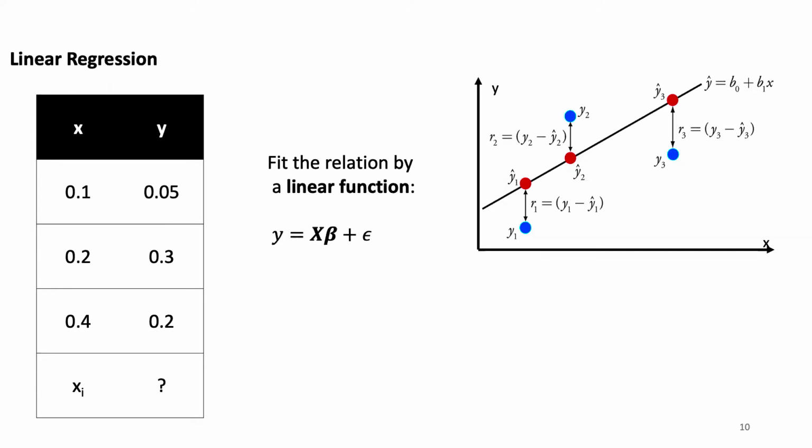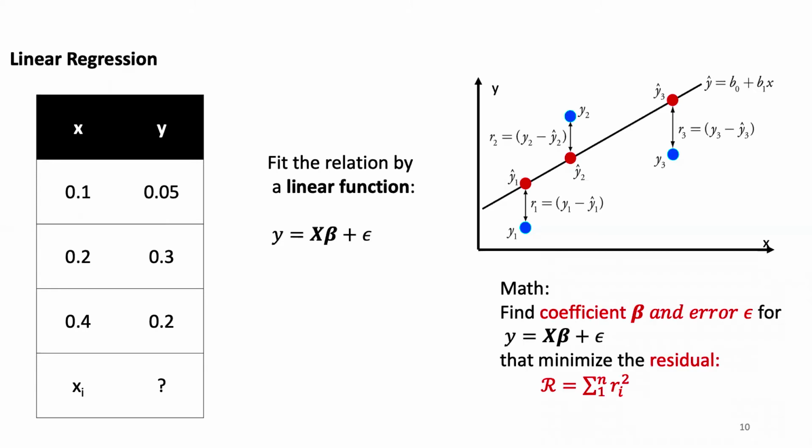The objective is to find the coefficient and the error in the function that can minimize the residual. Then we simply plug them into the regression function, and we can always find the value of Y given the new X. In this example, you have only one explanatory variable, which is X. This case is called simple linear regression. The case of more than one explanatory variable is called multiple linear regression. That's the idea of linear regression.